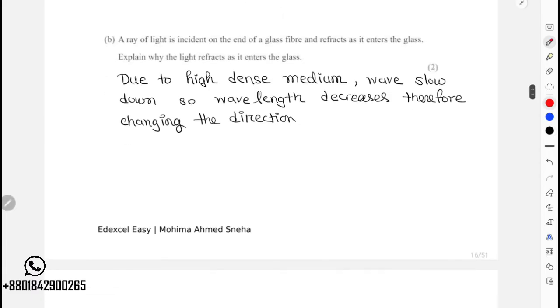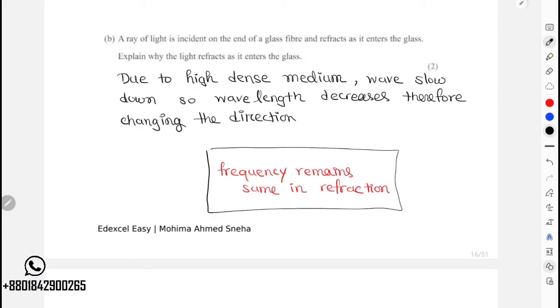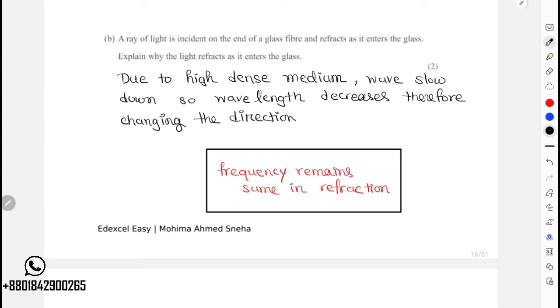One thing to remember over here is that in refraction, frequency never changes. Frequency will always remain the same. So frequency remains same in refraction. This is very important to memorize or understand. Again, this is a part of notes, so I'll just write it like this.